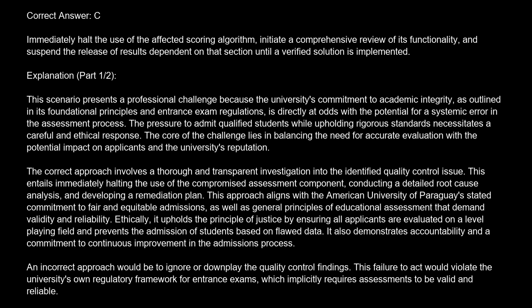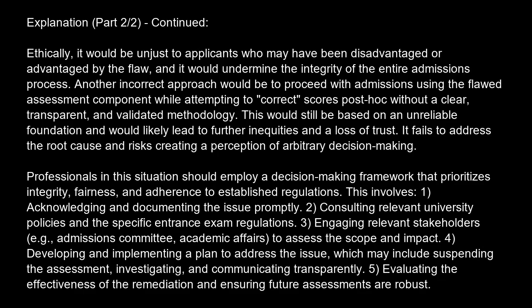An incorrect approach would be to ignore or downplay the quality control findings. This failure to act would violate the university's own regulatory framework for entrance exams, which implicitly requires assessments to be valid and reliable. Ethically, it would be unjust to applicants who may have been disadvantaged or advantaged by the flaw, and it would undermine the integrity of the entire admissions process. Another incorrect approach would be to proceed with admissions using the flawed assessment component, while attempting to correct scores post hoc without a clear, transparent, and validated methodology. This would still be based on an unreliable foundation and would likely lead to further inequities and a loss of trust. It fails to address the root cause and risks creating a perception of arbitrary decision-making.